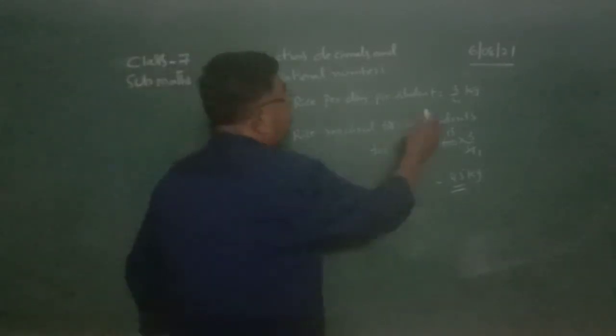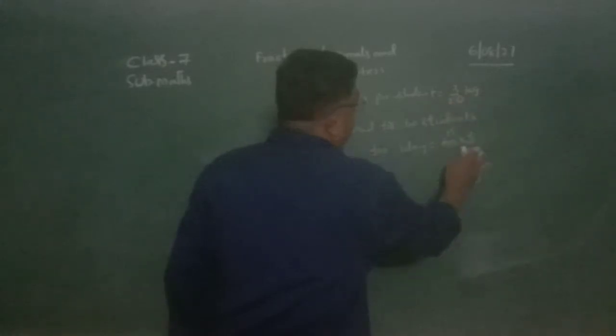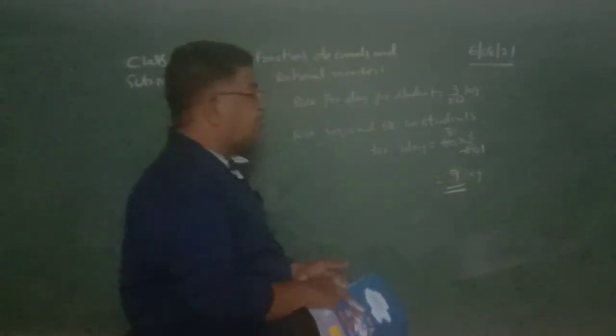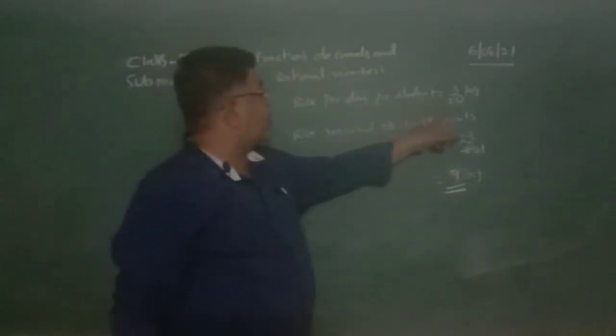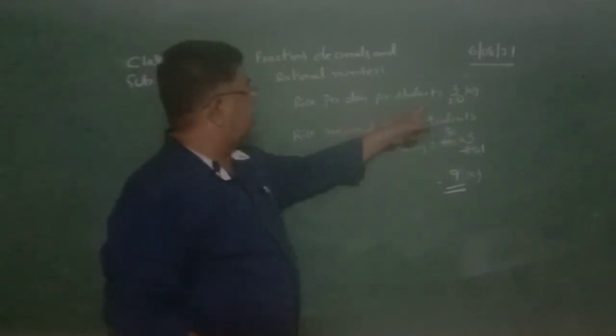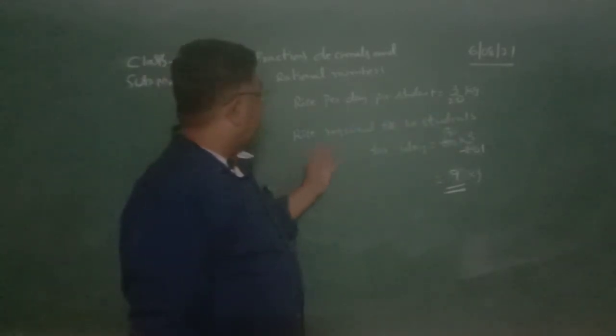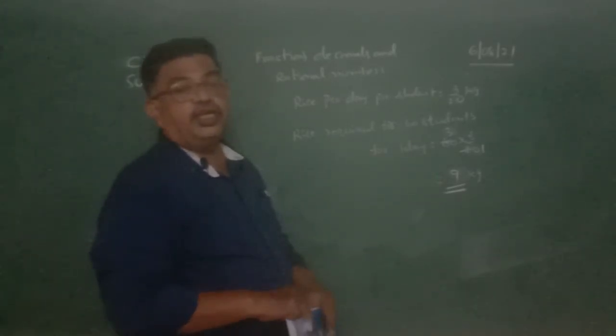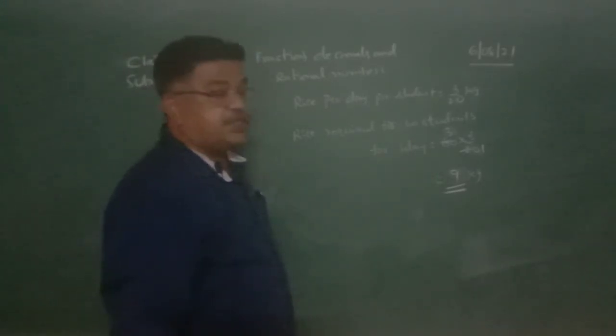Sorry, it is 3 by 20, I wrote it by mistake. 3 by 20, 20 threes, 3 into 3, it is 9 kgs only. So what is the rice required for 1 student for 1 day? Per day per student is equal to 3 by 20. Rice required for 60 students for 1 day is equal to 60 into 3 by 20. That gives us 9 kgs.